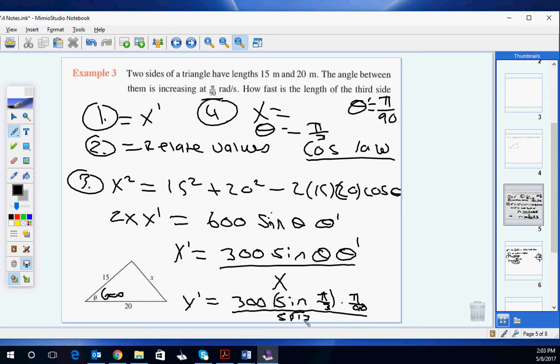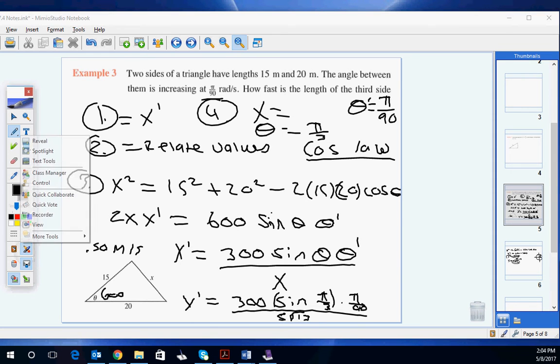Okay, and when you calculate that, it gives you 0.5 meters per second. So you punch that in, you should get 0.50 meters per second. So this is changing 0.5 meters per second. Okay, I'll pause there for a second, see if you want to ask questions.